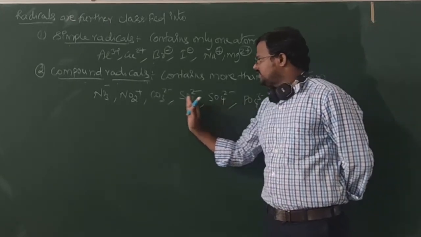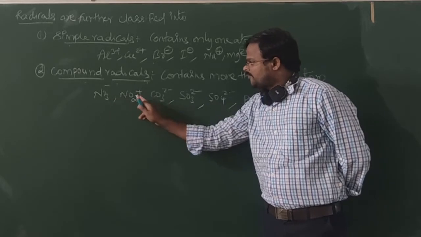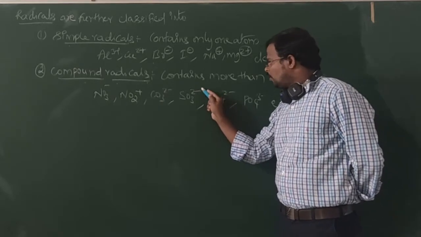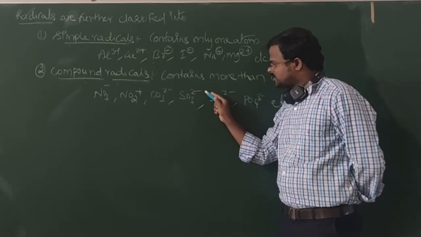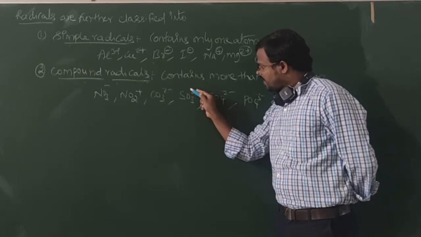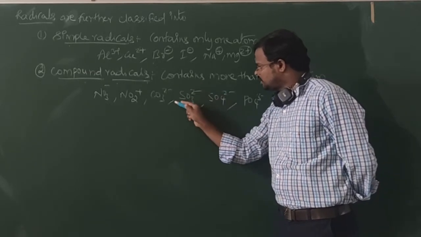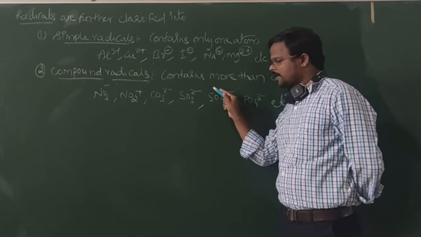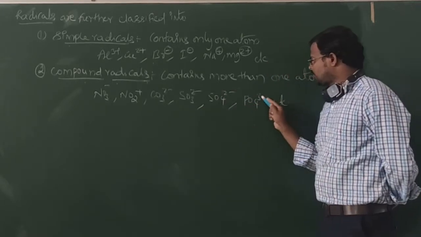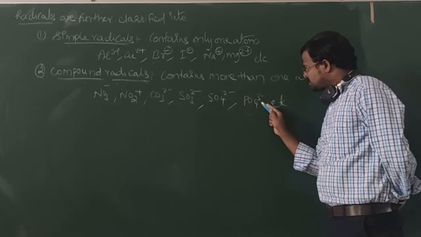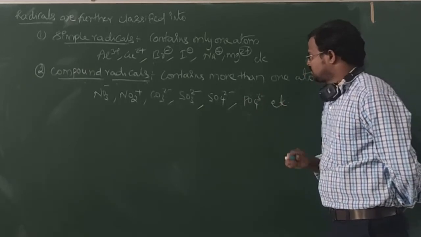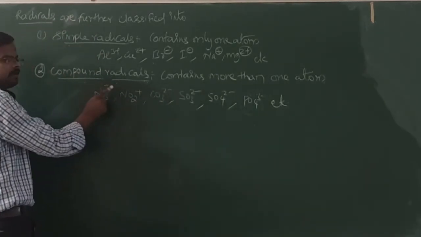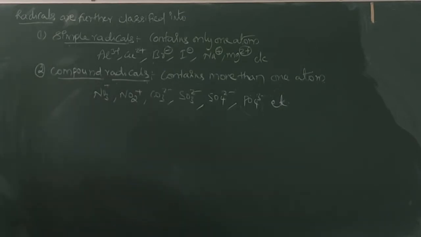See, in all these radicals, a group of atoms carries the charge. In SO3 2 minus, the whole group has a charge of minus 2. SO4 2 minus means the minus 2 charge belongs to the whole SO4 group. Like that, PO4 3 minus means this group's valence is minus 3. In NO3 minus, the minus belongs to the whole group, not to a particular atom. So these are said to be compound radicals.